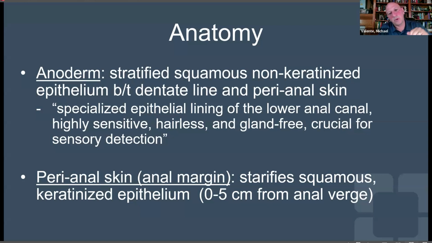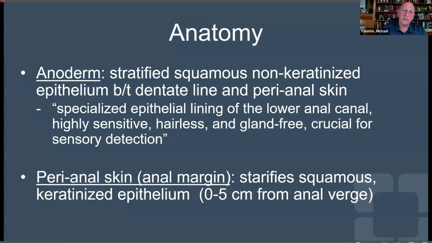So once again, from the anorectal ring to the anal verge, that is the surgical anal canal. That is intra-anal, and that's where about 80% of anal cancers occur. And then the perianal skin is from 0 to 5 centimeters from the anal verge. That would be perianal skin anal cancer. Also anal cancer, but it's on the outside.